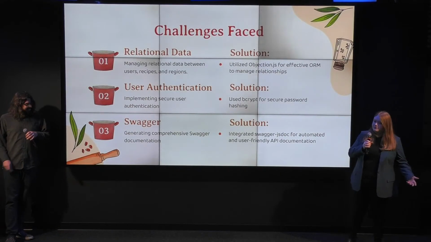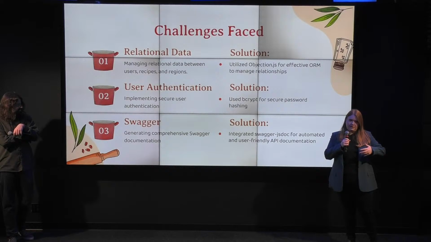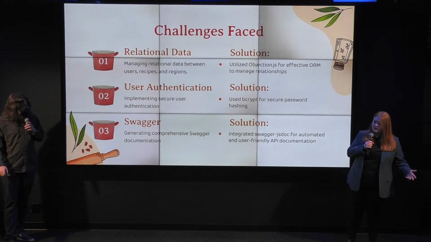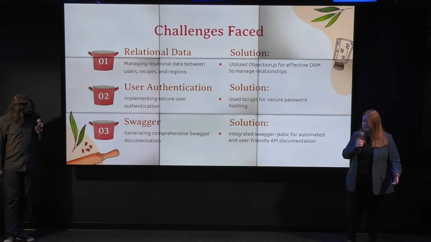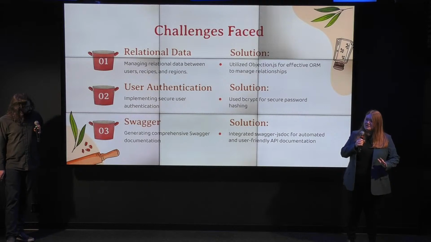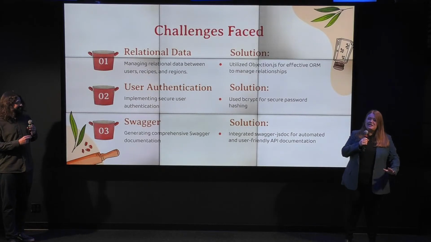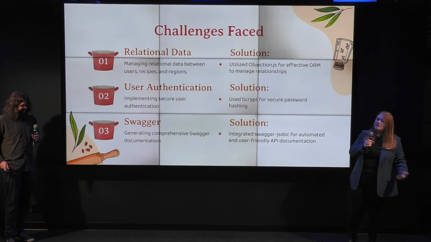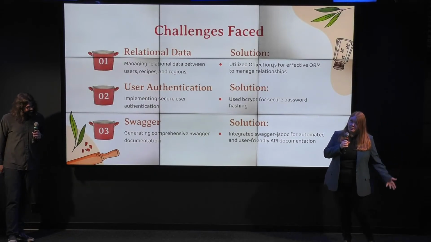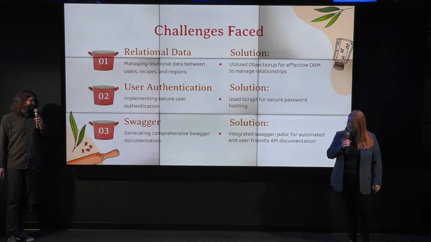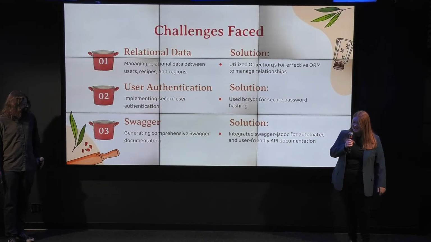So challenges we faced, of course, dealing with relational data, managing the relationships with the users, recipes, and regions. We solved that by utilizing Objection.js for effective ORM. Cody came into this project and he said, anything but Sequelize. So this was our solution. We later found out Objection.js is deprecated, but now we know, and it worked out. It still works. Yeah, it still works.